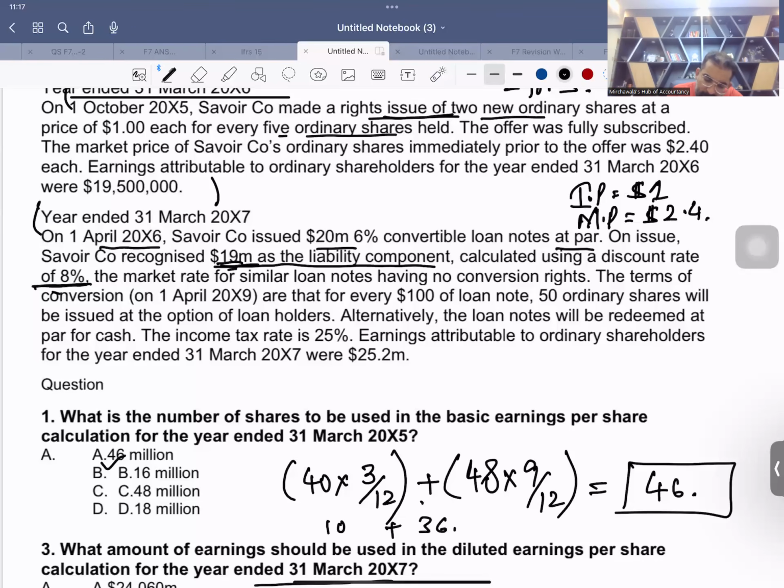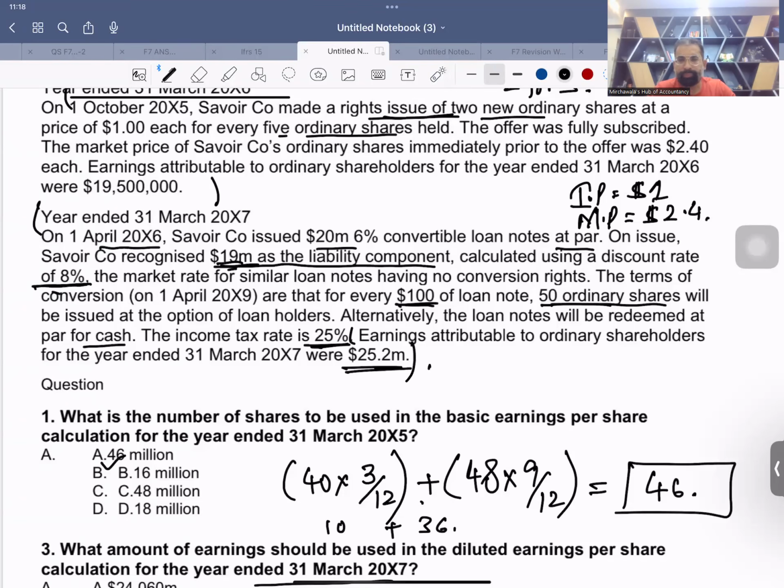The market rate for similar loan notes having no conversion rights. The terms of conversion are that every $100 loan note will be convertible into 50 ordinary shares, to be issued at the option of the loan note holders. Alternatively, the loan notes will be redeemed at par for cash. The income tax rate is 25%. Earnings attributable to ordinary shareholders for the year ended 31st; these are the real earnings.